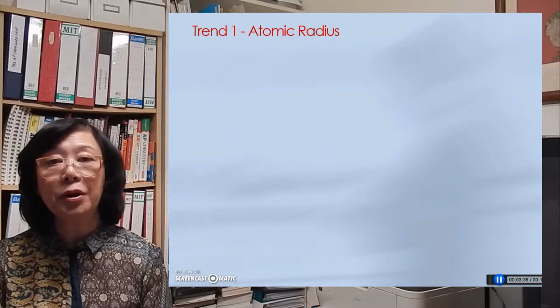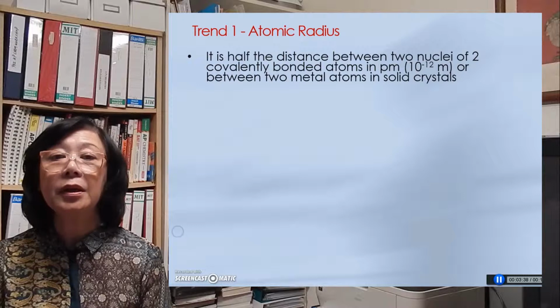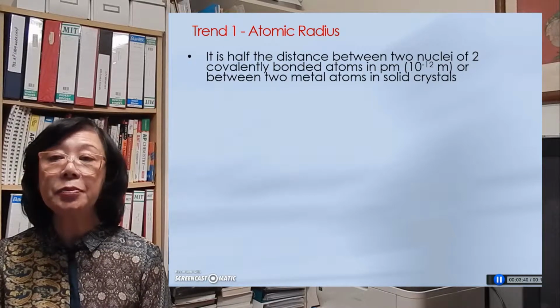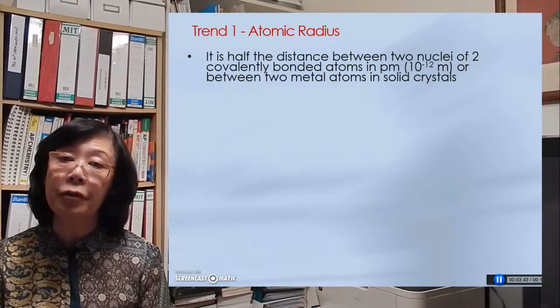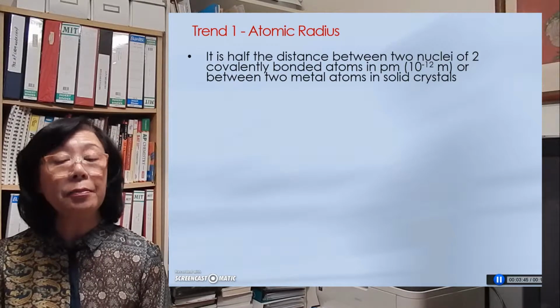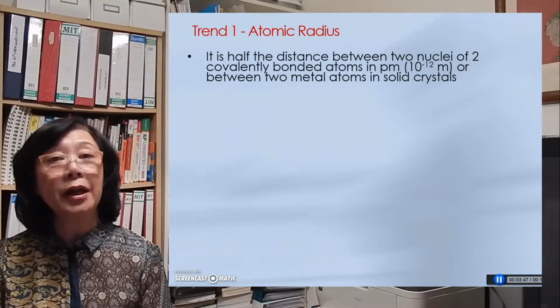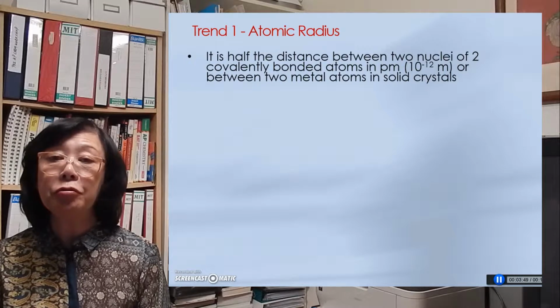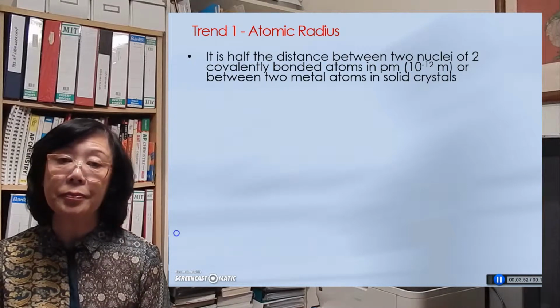Let's look at trend number 1, atomic radius, which is half the distance between two nuclei of two covalently bonded atoms in picometers, which is 10 to the negative 12 meter, or between two metal atoms in solid crystals.